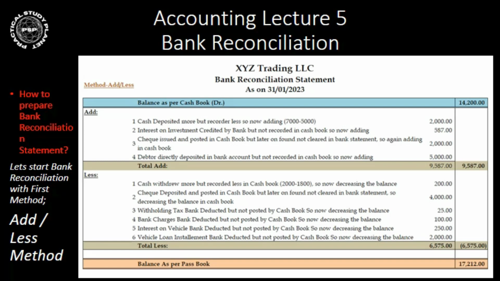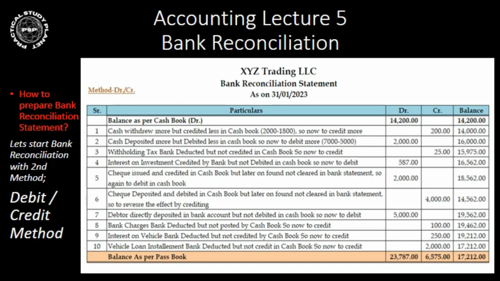Interest on vehicle bank deducted but not posted by the cash book, so now decreasing the balance 250. Vehicle loan installment bank deducted but not posted by cash book, so now decreasing the balance. So automatically the balance we got as per the passbook. So the balance tally now. So these discrepancies we found and adjusted them by the add less method. We got the final balance same as per the bank statement.